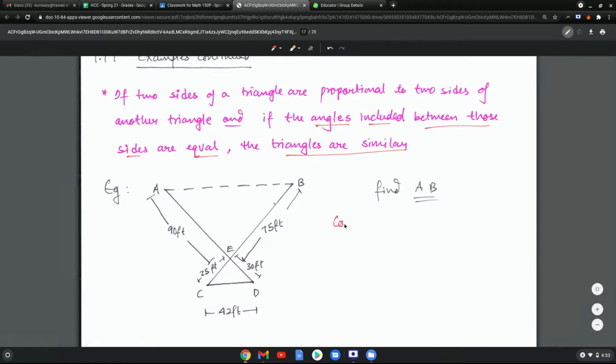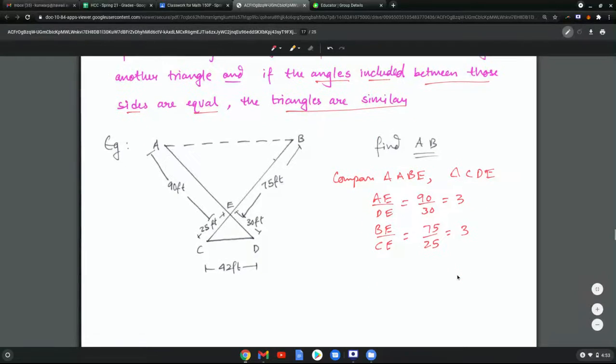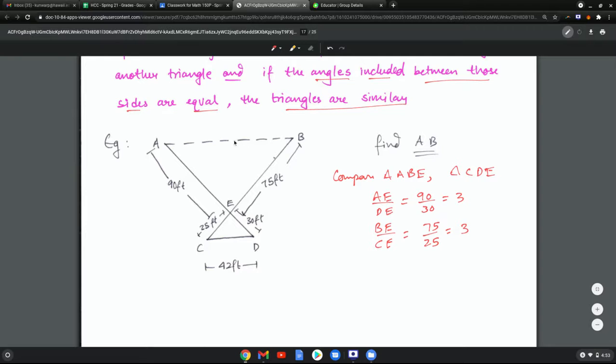So here, let's compare triangle ABE and triangle CDE. What I have is AE divided by DE is 90/30, which is 3, and BE divided by CE is 75/25, which is 3. Now, unlike the previous scenario, I do not know AB and I know CD. But here, two sides have the same proportion.